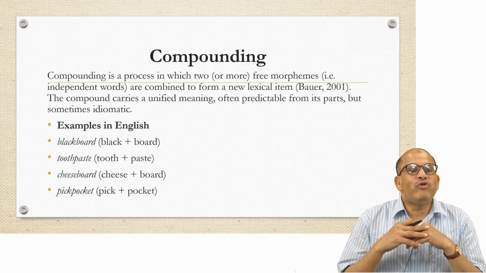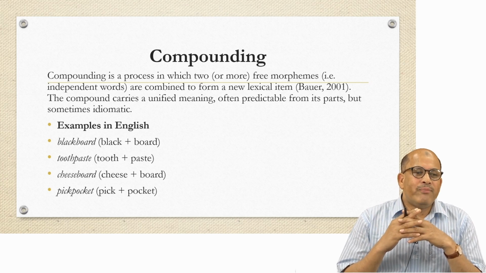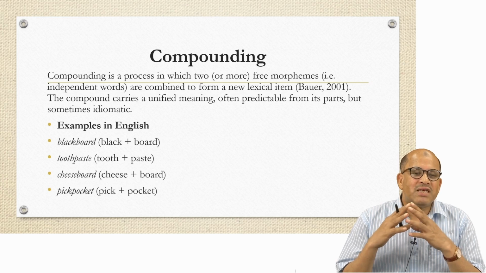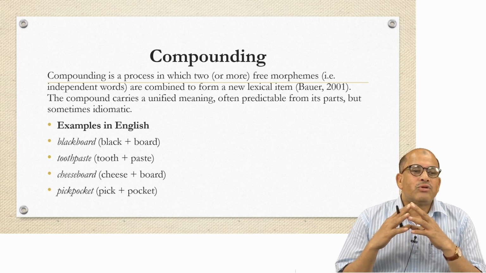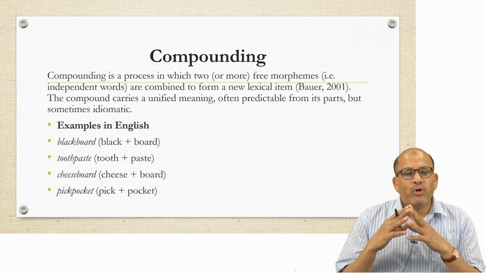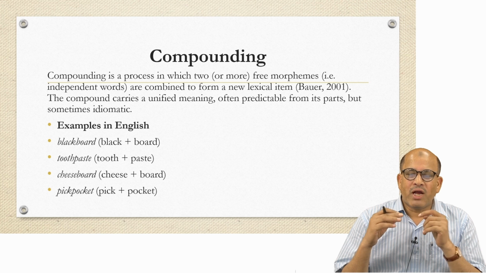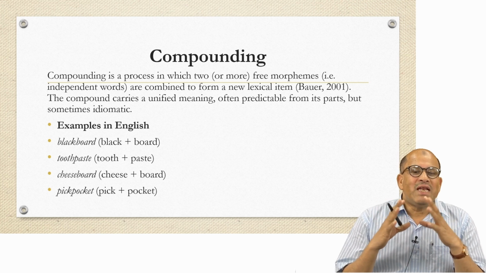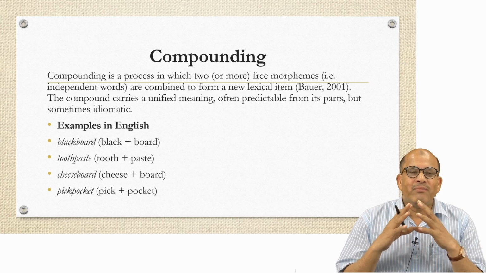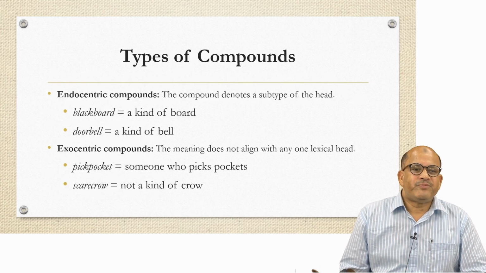For example, if you look at the English examples, which are very common, blackboard. Black is a separate word, board is a separate word, free forms. Toothpaste, tooth and paste. Like cheese board, cheese and board, pickpocket, like pick and pocket. So these two independent forms can combine and convey a unified meaning as part of compounding.